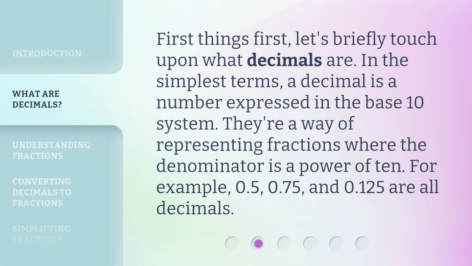First things first, let's briefly touch upon what decimals are. In the simplest terms, a decimal is a number expressed in the base 10 system. They're a way of representing fractions where the denominator is a power of 10. For example, 0.5, 0.75, and 0.125 are all decimals.